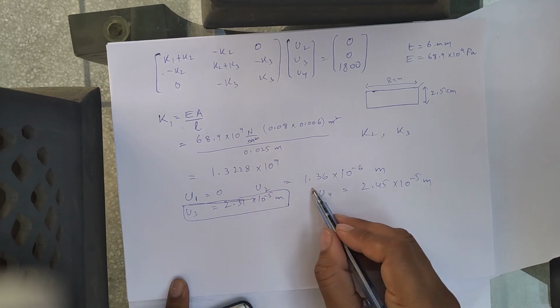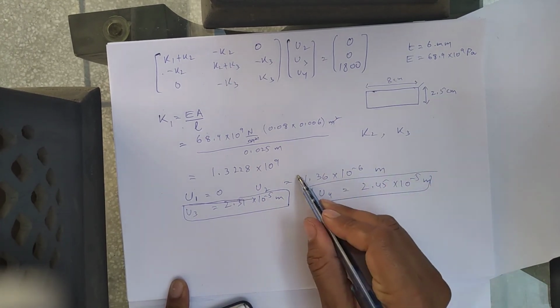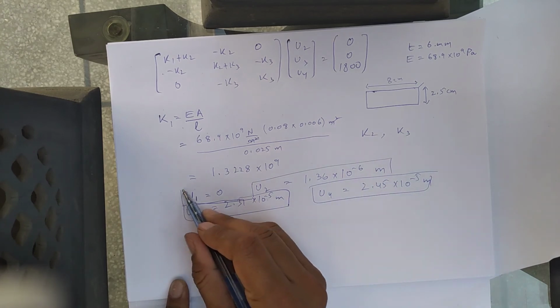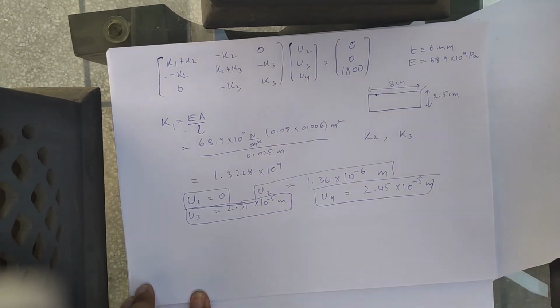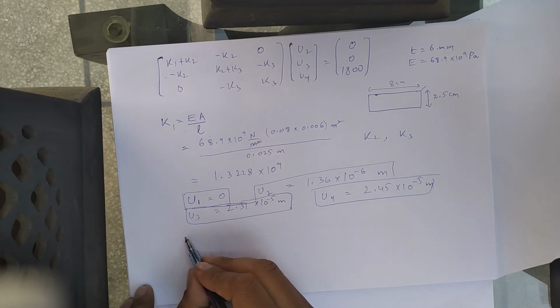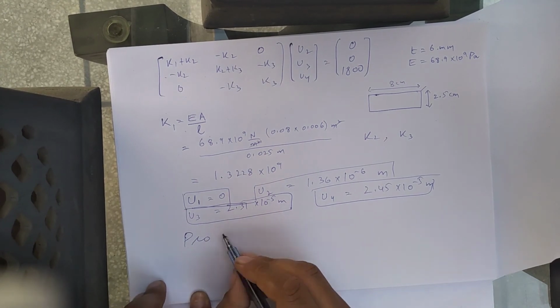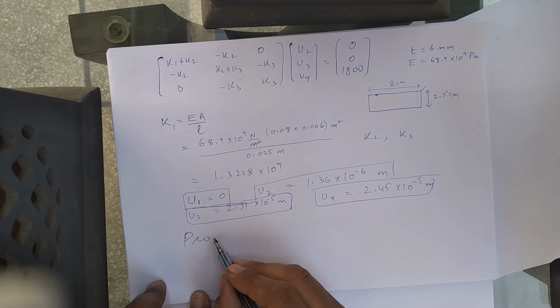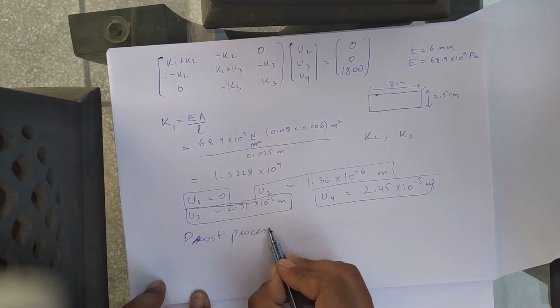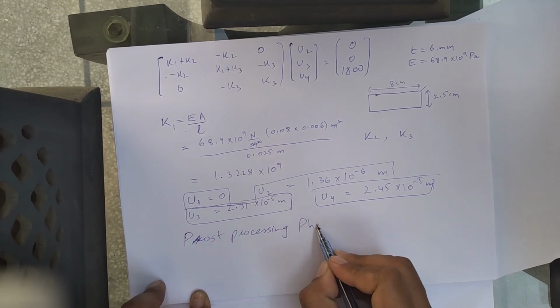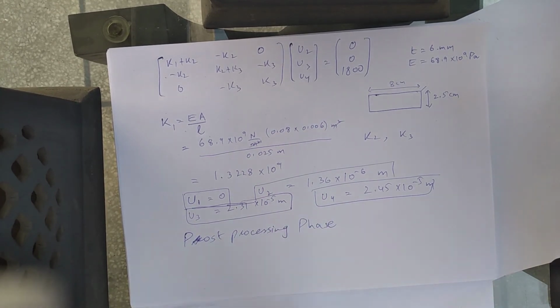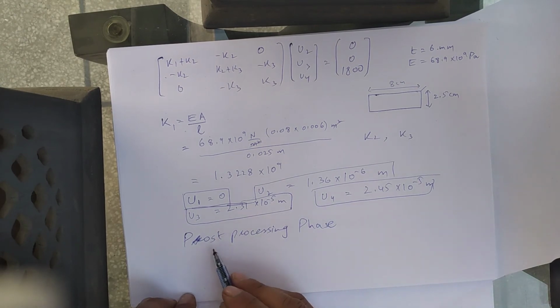So we will have this, right? We have these four values. So once you have got these values of deformation, comes the post-processing phase, right? In the post-processing phase, what we do, we calculate the other things like deformation, like stress and strain, and principal stresses, and other types of things.